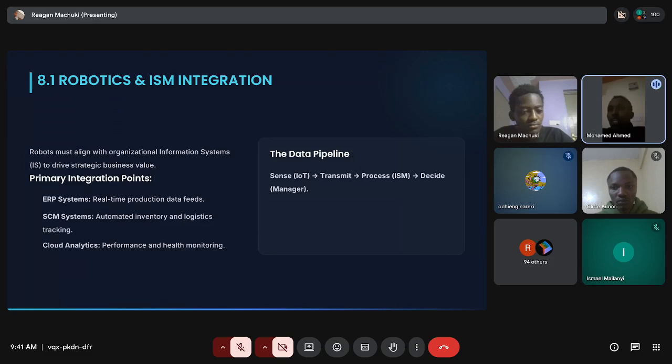First of all, information system management refers to the management of technology systems that collect, process, store, and distribute information. It includes databases, software systems, networks, and data analytics tools. It helps organizations manage information effectively to support operational decision making.